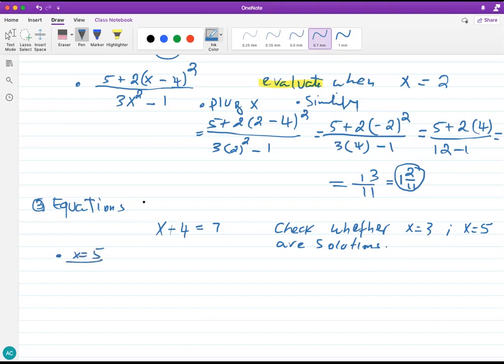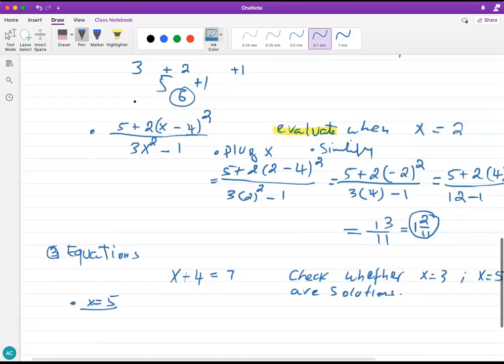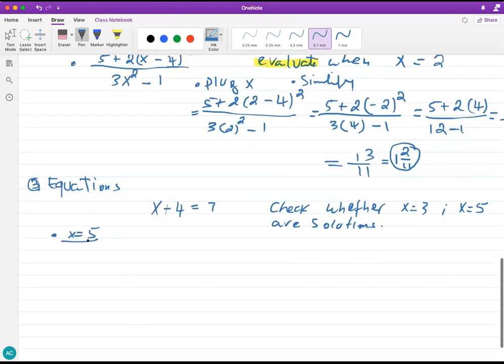It's very simple, just like we did with the expressions here. We're going to plug and simplify. We're just going to substitute the letter here with its given value to check. And we're going to simplify and see what kind of statement we get. Do we get two equal sides or something else? Based on that, we will decide whether these values are solutions or not. Okay, so we need to plug them in and simplify.